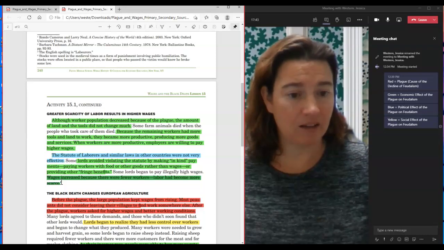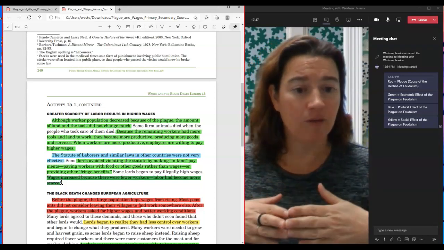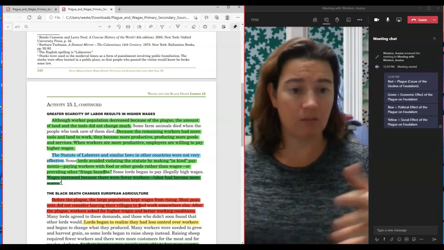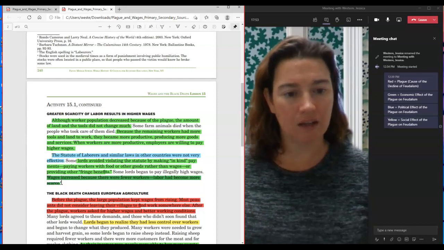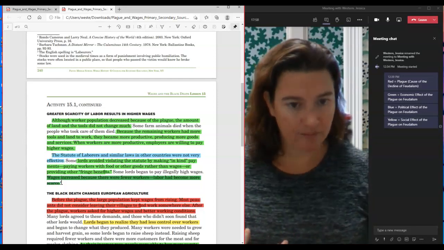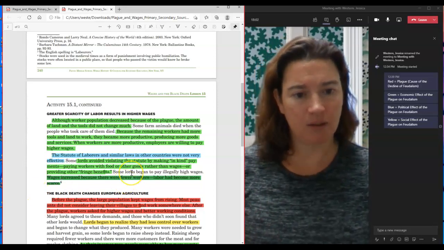Whereas before the plague, if I said no, the Lord would say, see you later. And he would go find peasant number 1 or 2 or 3 or 4 or 150 because there were countless peasants who needed the land, the food, the shelter, the protection. All right. So that's the economic change and that's the political change.